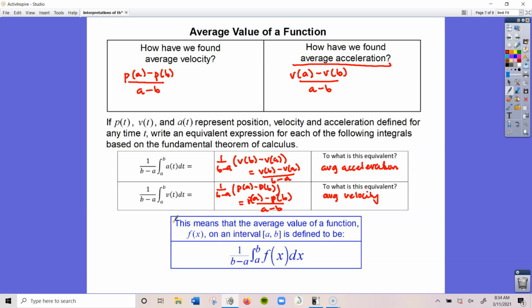So to break this down, what this means is that the average value of a function f of x on the interval from A to B is defined to be 1 over B minus A times the integral from A to B of that function. So the average value is basically, think of it also as the slope of your secant line, but we can use the integral to find that number. So let's look at some examples.